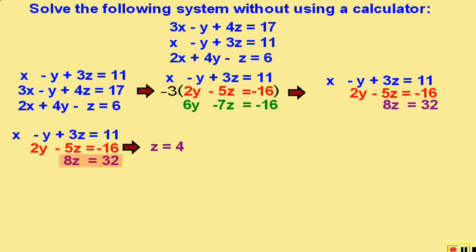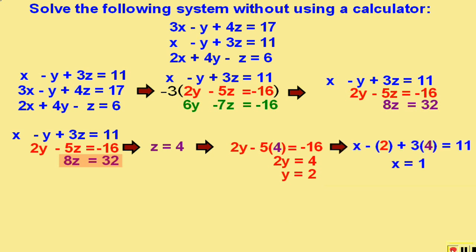We then work backwards by now plugging 4 in for z in the second equation and finding y. In this case, y becomes 2. And now that we have both z and y, we can plug them into the very first equation and find x. And after solving the equation, we get x equals 1.